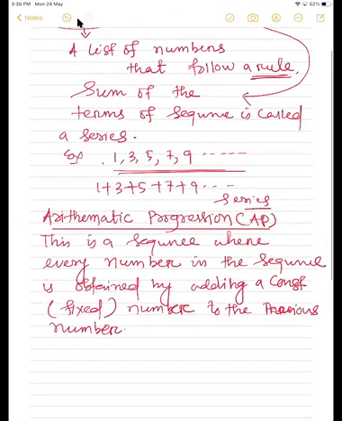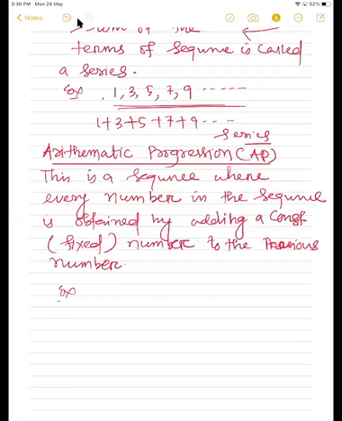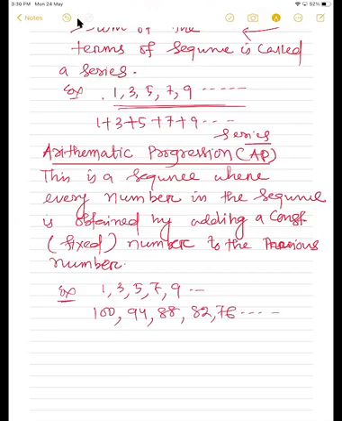What does it mean? For example, if I'm saying 1, 3, 5, 7, 9, every time what am I doing? I'm adding 2, 2, 2, 2 to each number. Yes or no? This is arithmetic progression. Let us write another progression: 100, 94, that is 100 minus 6, 94 minus 6, 88, 82, 76. This is also a progression. Yes or no? It can be minus also.